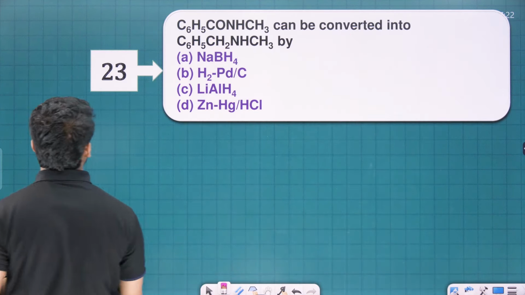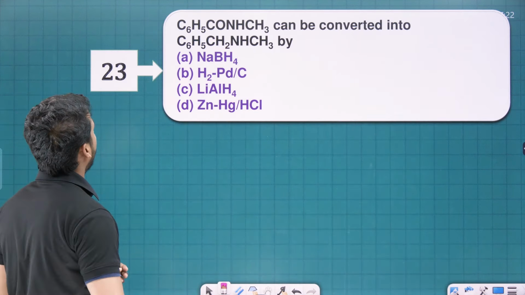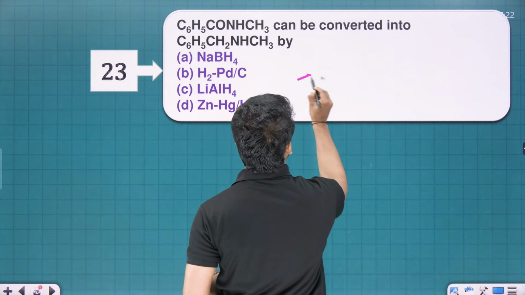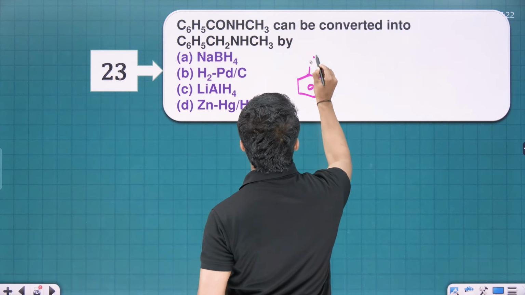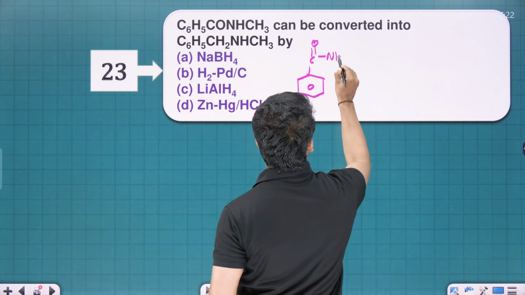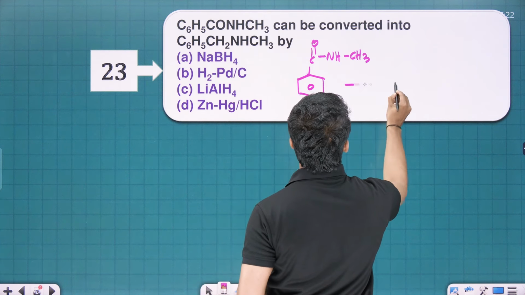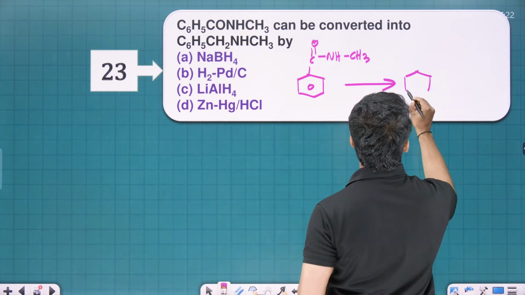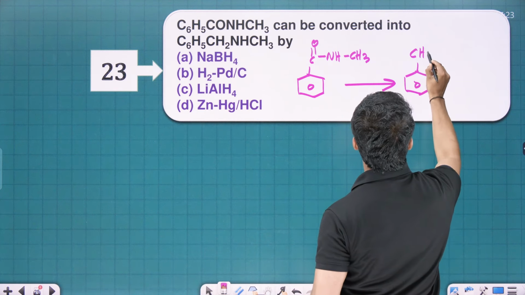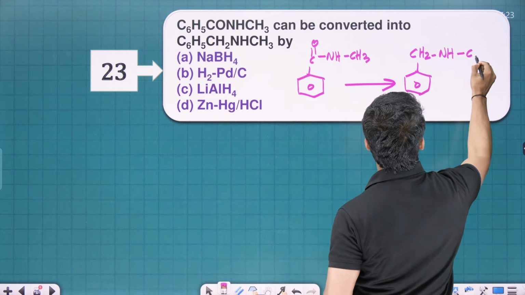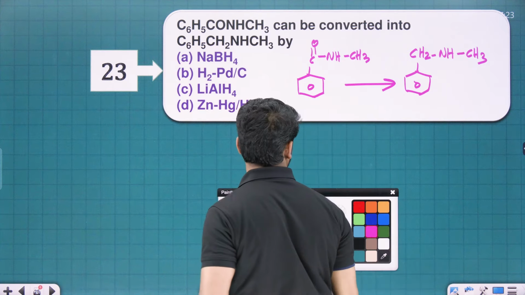Question 23. The compound is given as C6H5CONHCH3. This can be converted into C6H5CH2NHCH3 by which reagent?